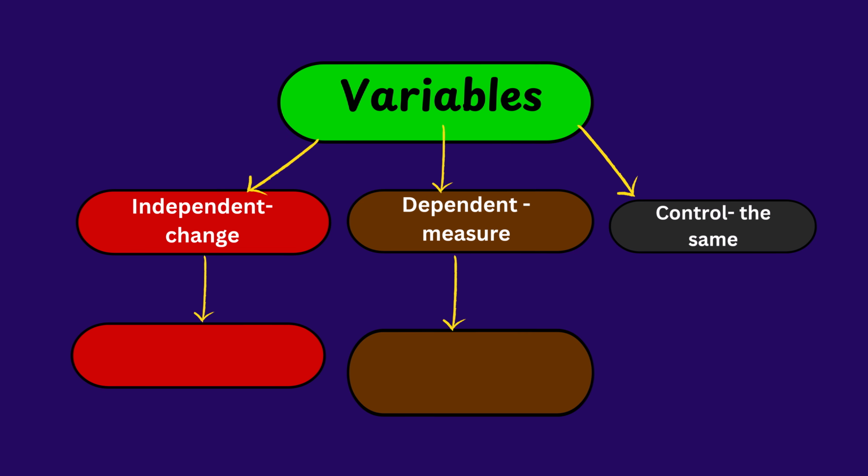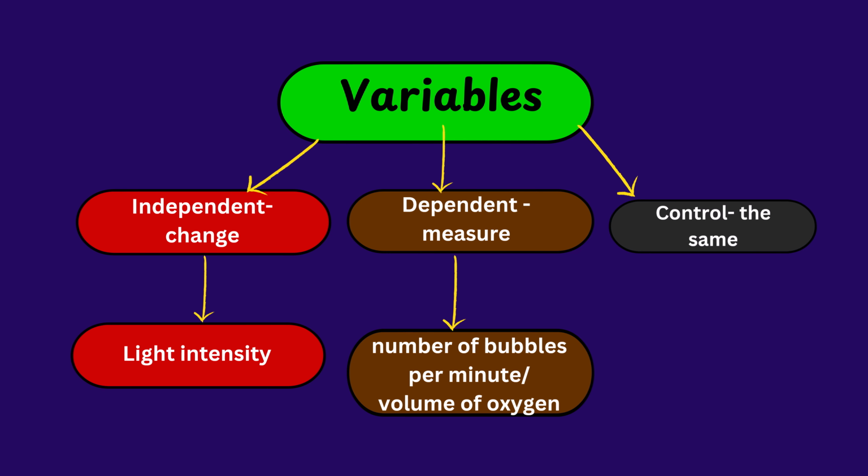So what was changed in this practical? What is the independent variable? The light intensity. Remember now, students, we moved the lamp from 10 centimeters to 20, right out to 50 centimeters. And the further away we move the lamp from the plant, the lower the light intensity, right? So light intensity is the independent variable. The dependent variable is the number of bubbles that we counted per minute. And later on, I'll show you how you could measure the volume of oxygen produced.